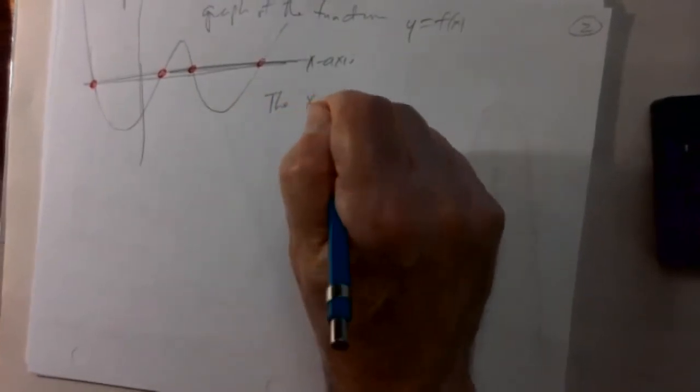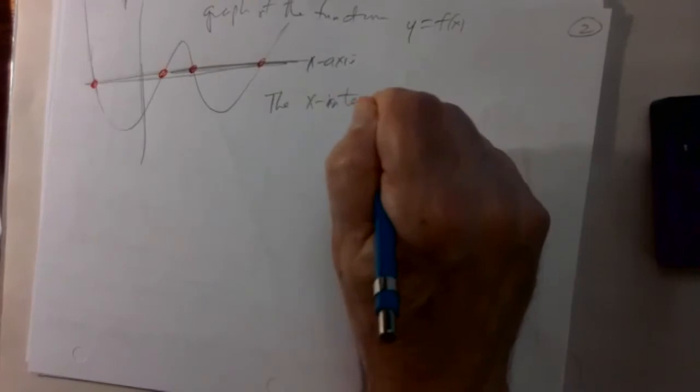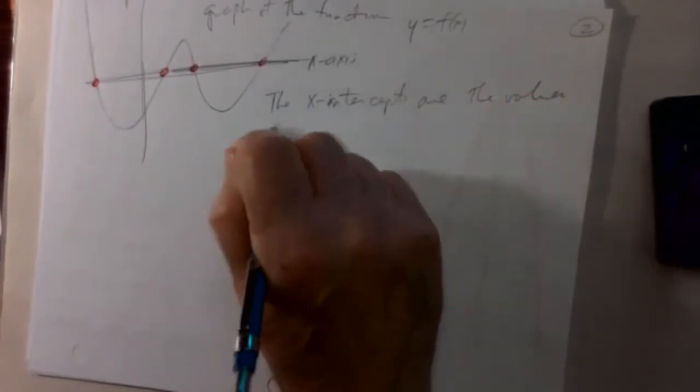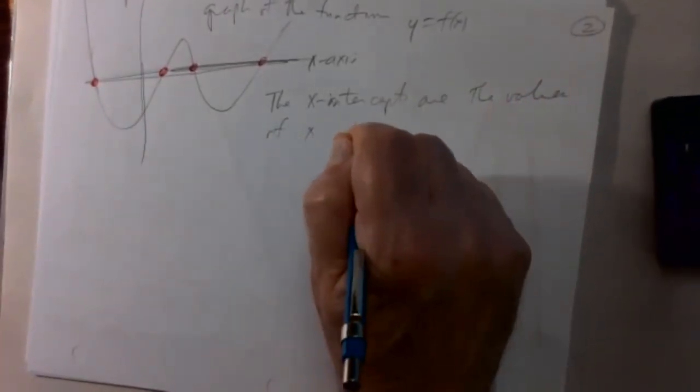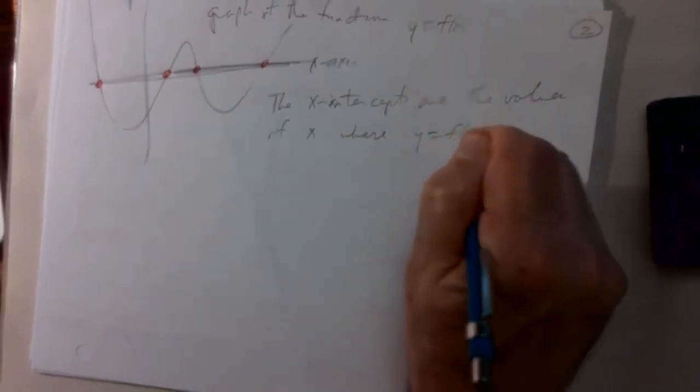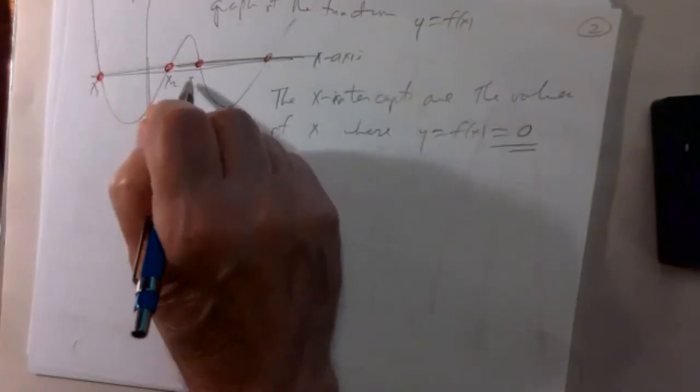So the x-intercepts are the values of x where when you plug in, y equals f of x, you get 0. So here, here, here, and here, these are x-intercepts. So at these points, x1, x2, x3, x4, those are x-intercepts of the function. And there can be 1 or 2 or infinitely many or 0.